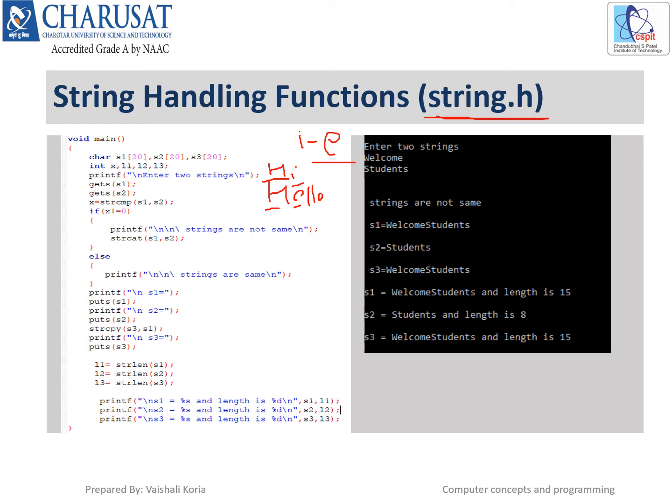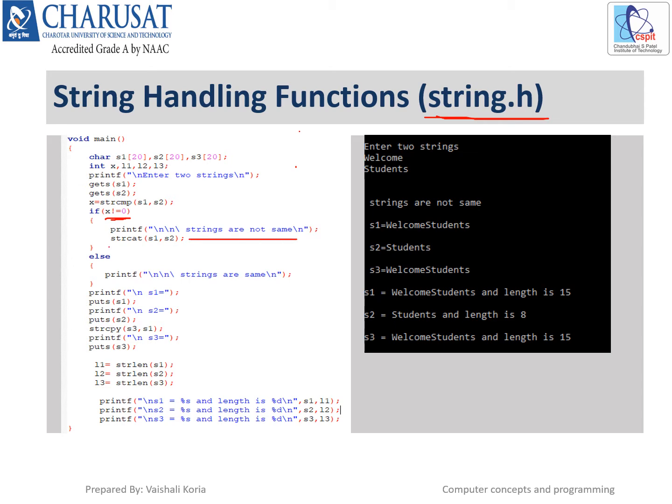Okay, so subtraction is performed on the ASCII values of this i and e. Okay, now in this program there is one condition written, that if x is not equal to 0, means if both the strings are not same, right? Because if they are same, x would be 0, right? If both the strings are same, the strcmp function will return 0. So if x is not equal to 0, that means these two strings are not same. Okay, so that message is printed here, right?